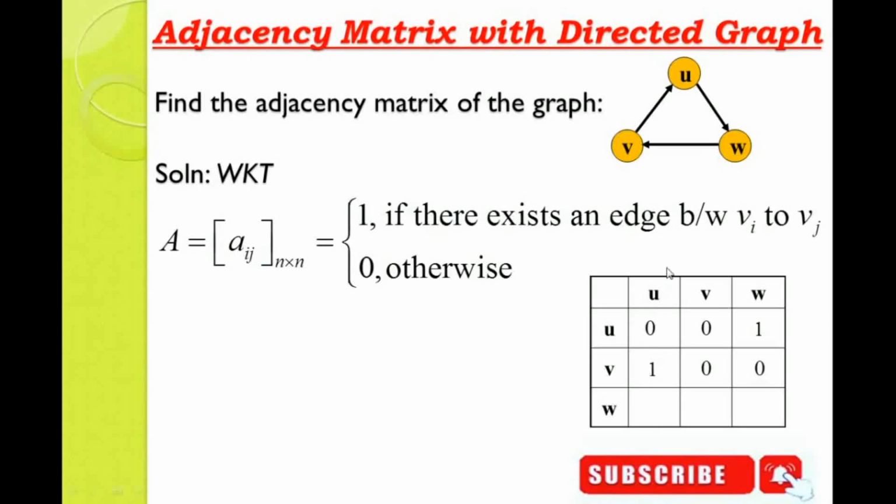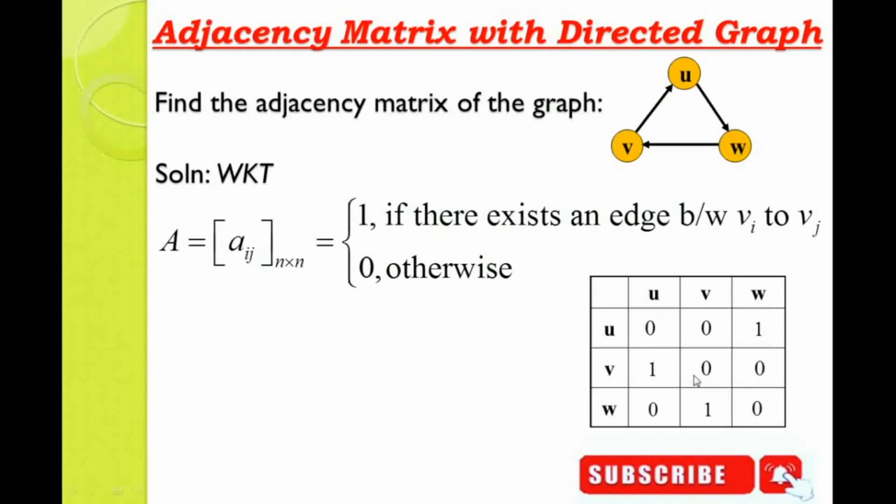Next, W to U. What about W to U? There is no edge from W to U, so we assign the value 0. Next, W to V. W to V, one edge is there. It starts from W, and the ending point is V. So we assign the value 1. What about W to W? That is called a self loop. There is no edge from W to W, so we assign 0.